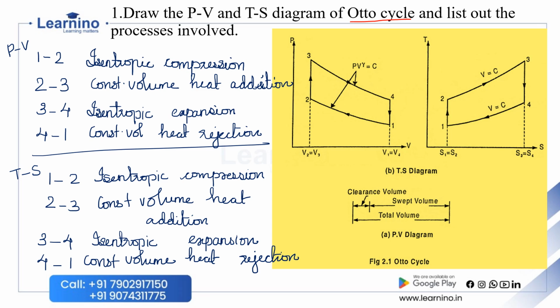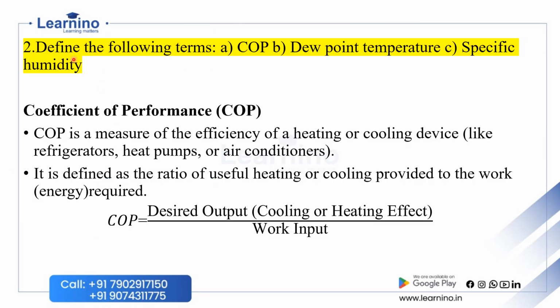Okay, next question: define the following terms. COP, that means coefficient of performance. Next one is dew point temperature, and the third one is specific humidity. The total for this question is 3 marks, and each definition carries 1 mark.